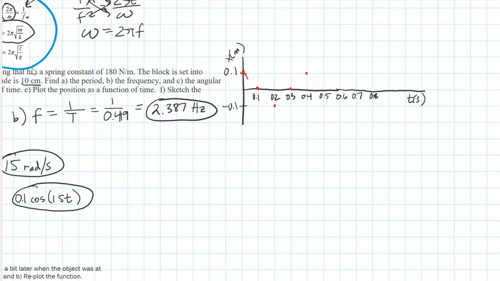So it's going to look something like that. And that pretty much looks like a cosine curve. I feel like I did a pretty good job. So that is plotting my position as a function of time. So as we can see here, it takes this full amount of time to go back to its original position, and the maximum it gets to is 0.1, and the minimum it gets to is negative 0.1.